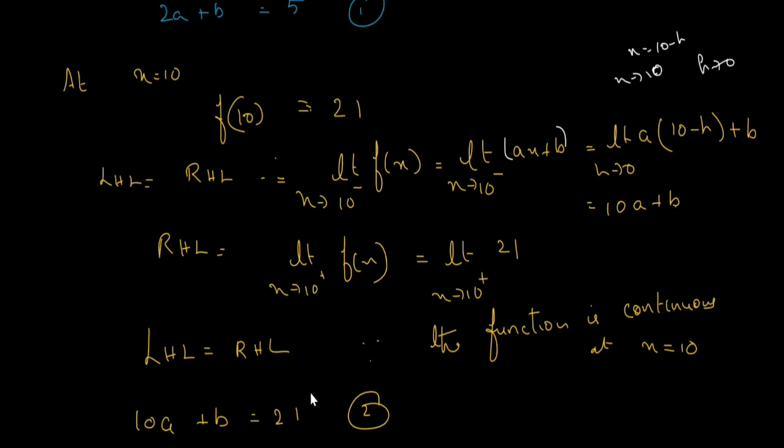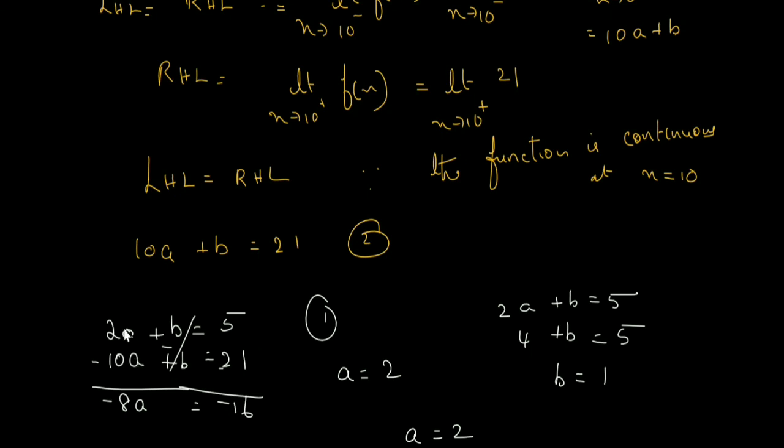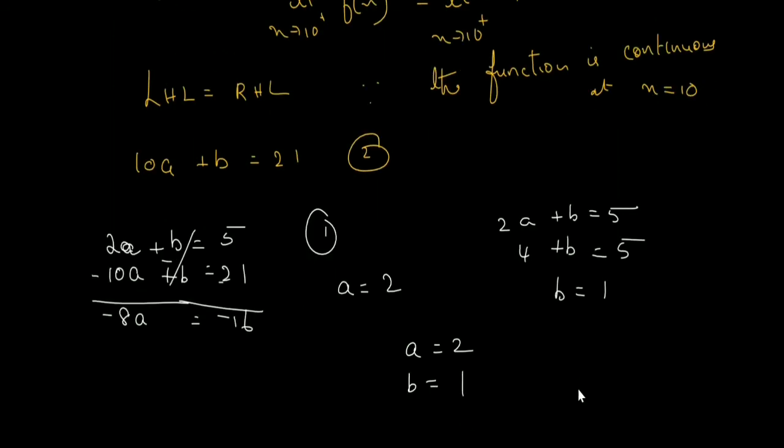So we got two equations. 2a plus b is equal to 5, and the second equation, 10a plus b is equal to 21. We just solve these two equations, and we get a is 2. Substitute a is 2, so you get 4 plus b is 5. So b is 1. So a is 2 and b is 1. Thank you.